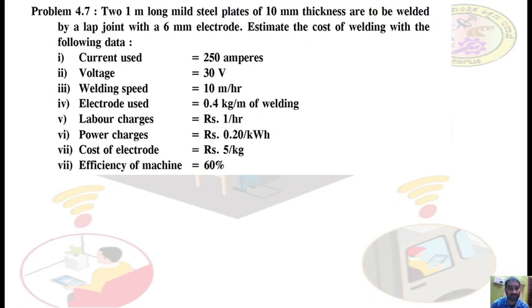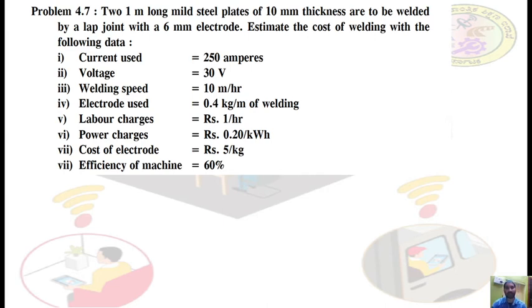So labor charges is ₹1 per hour. Power charges is ₹0.20 per kilowatt hour. Cost of electrode is ₹5 per kg. Efficiency of the machine is 60%. So this is arc welding. So in arc welding, we have power requirement, power charges, we have electrode charges, and we have labor charges.